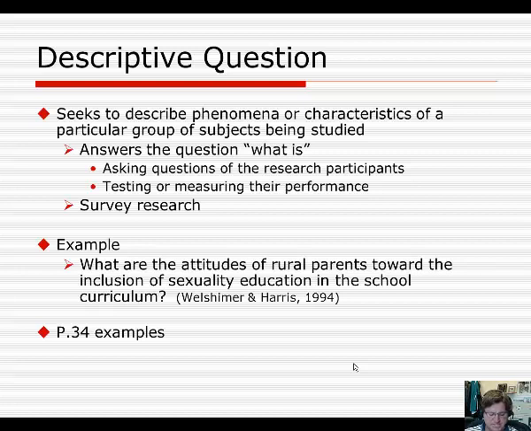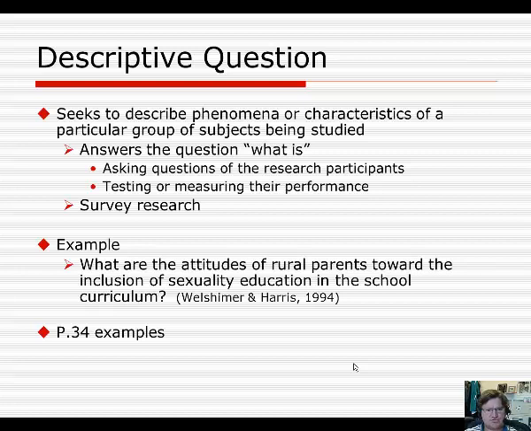What are the perceived barriers to leisure time physical activity participation among Australian adults? Okay, all descriptive type questions. Here's one that I like. What do physical education teachers think about the effect of block scheduling in secondary school physical education classes?